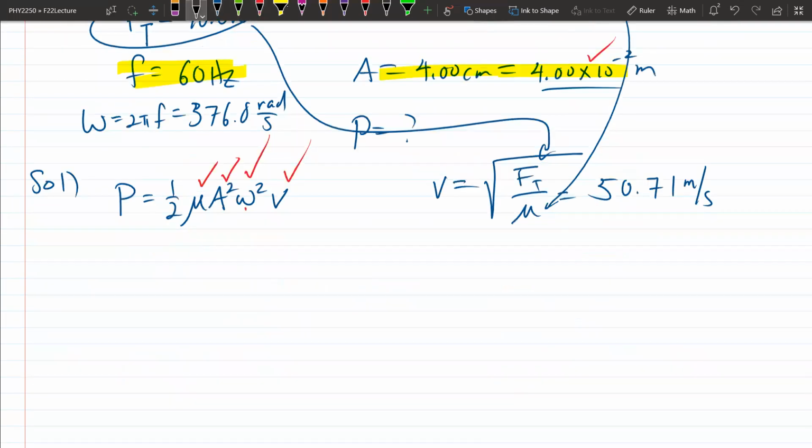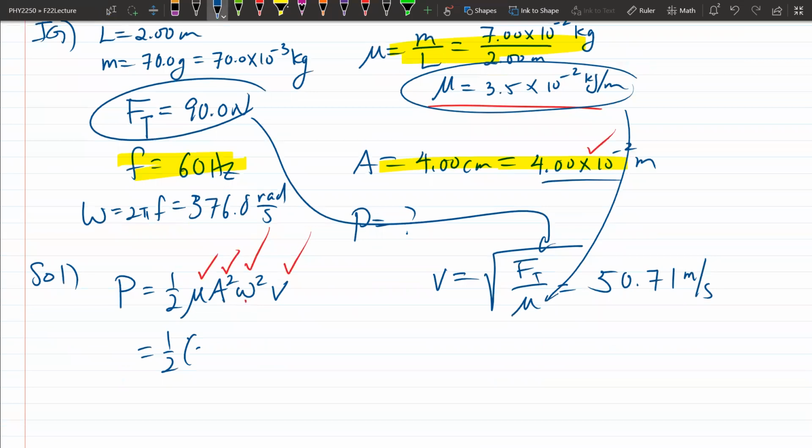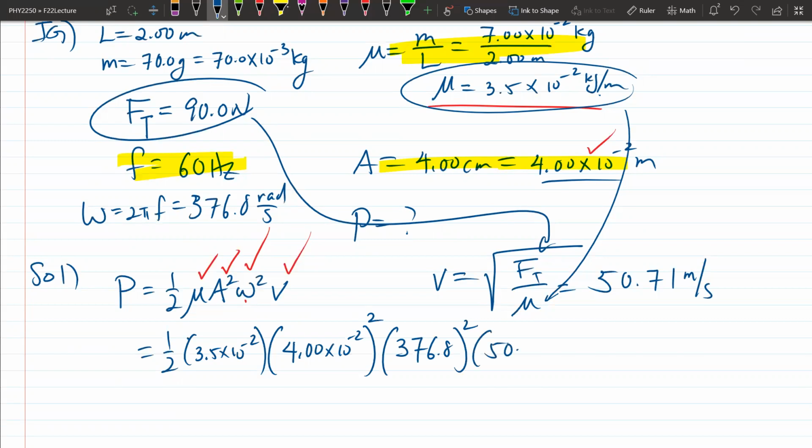So the power is 1/2 mu, right? It's 3.5 times 10 to the negative 2, and that's an SI unit. 4.00, that's the amplitude, and that's also an SI unit, but don't forget to square it. The angular frequency is 376.8. That's also an SI unit, so we can just square it. And the speed, we wrote in SI units also. So all of this should come out in SI units.